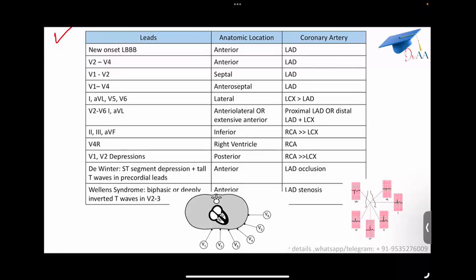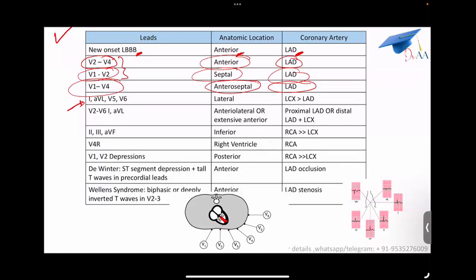Whenever there is a left bundle branch block, which we have discussed in our ECG classes, think of anterior involvement; the artery will be the LAD. If it is V2 to V4 involvement, then it is again the LAD, again an anterior wall. V1, V2, the septum, as I discussed previously, is again the LAD. V1 to V4 is extensive, anteroseptal, because it includes all these leads we are seeing here. Again, it is supplied by the LAD.